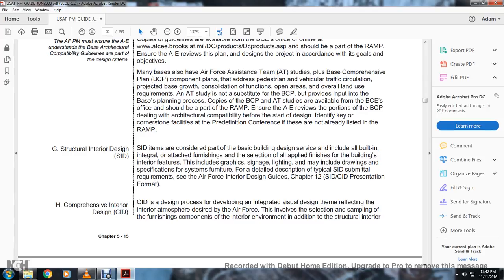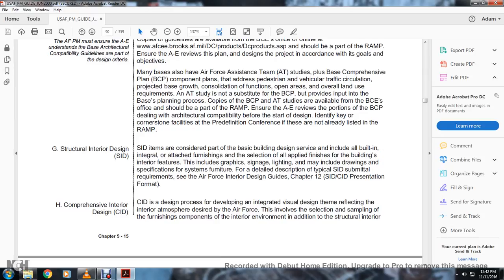Structural interior design. Structural interior design considers the basic building services, including the built-in, integral, attached furniture of the section applied with the finish of the building and interior features. This includes graphic signage, lighting, and may include the drawing specification system and features. Furniture, the detailed description of the structural interior design, is submitted with requirements. See Air Force Interior Design Guidelines, Chapter 12 or 13, Structural Interior Design Comprehensive Interior Design Presentation Format.